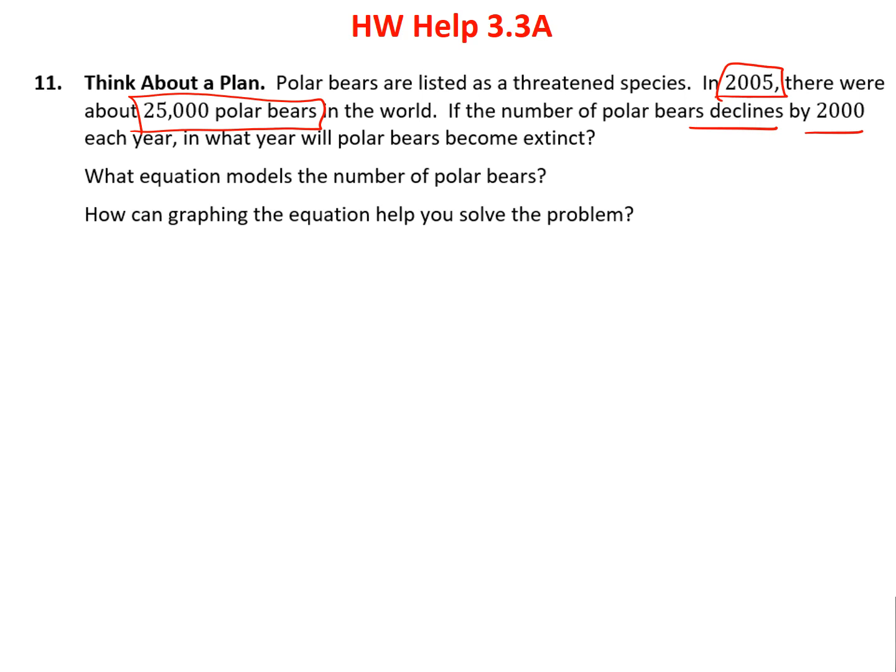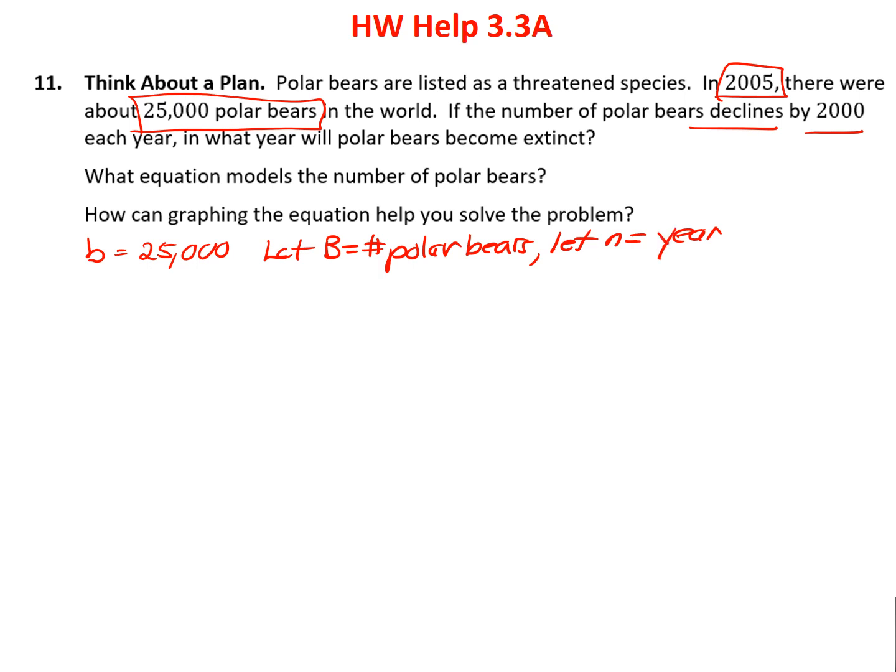Well, first off, where's the beginning point here? My b, my y-intercept, is going to be 25,000. Now when I go to measure here, I'm going to let big B equal the number of polar bears, not to be confused with little b, my y-intercept. And I'm going to let n equal whatever the year is. Okay? So we're starting at 2005.